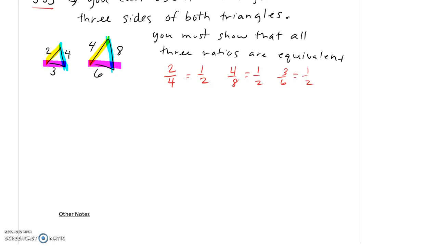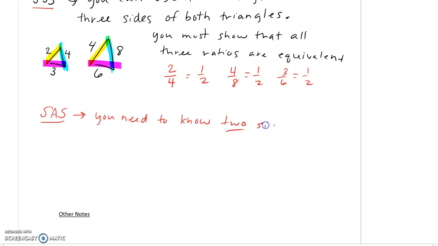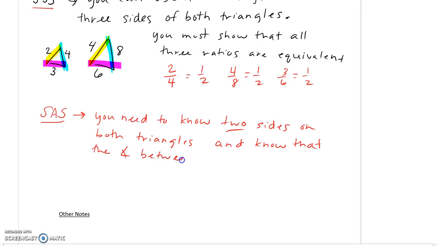The second one you could use is SAS. In order to do this, you need to know two sides on both triangles, and you also have to know that the angle in between the two sides, which is called the included angle, and I really should say angles because there's one for each triangle, so the angles between the given sides are congruent. It can also often be done with an angle marking.